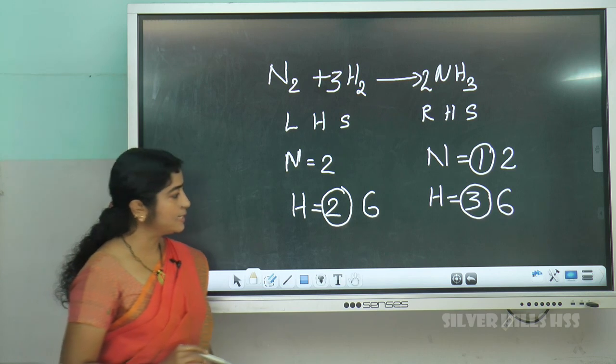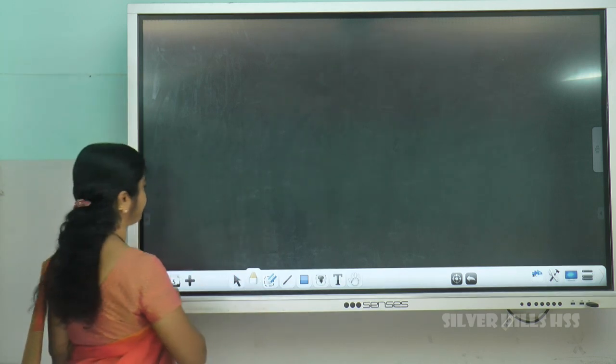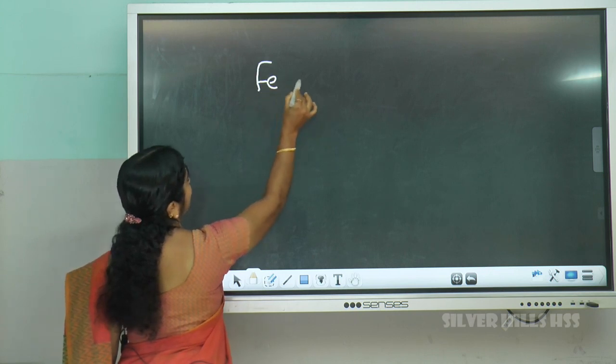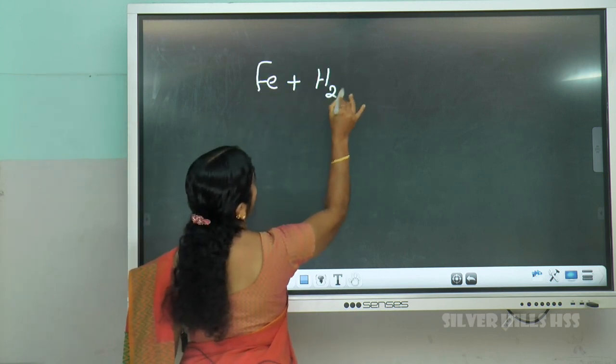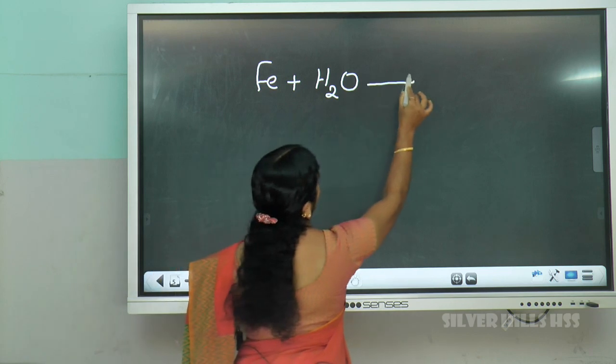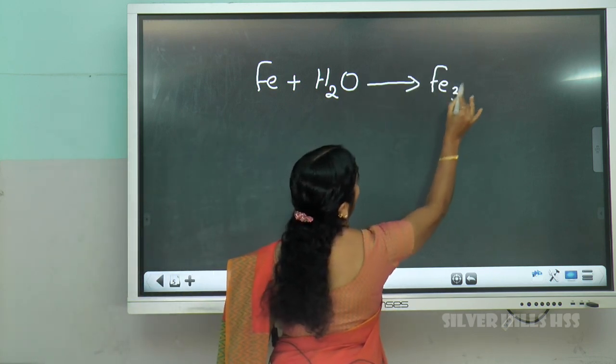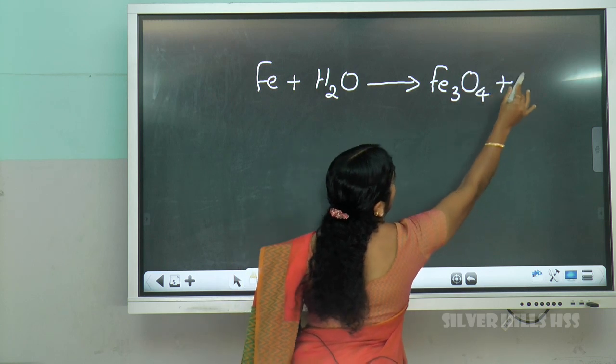Right? Let us consider one more equation, that is the reaction between iron and steam, that is water. Fe plus H2O gives Fe3O4 plus H2.